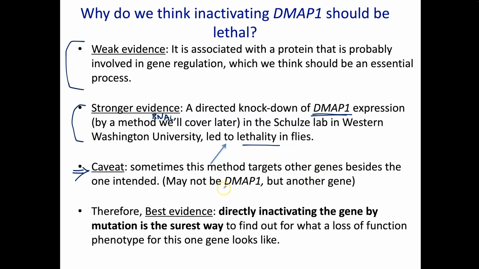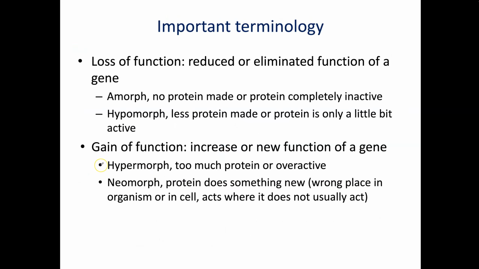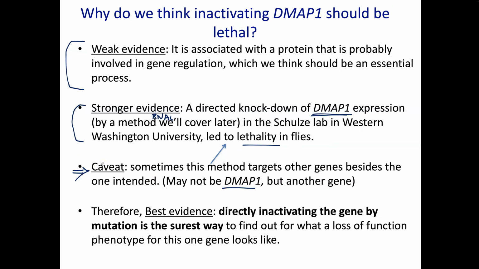So it could either be totally another gene and not DMAP1 at all, or maybe it could be the combination of reducing DMAP1 and another gene. Maybe by itself reducing the expression of that gene isn't going to cause lethality, but when you knock down 2 or 3 others at the same time, now that's too much of a problem for the organism and it can't survive, right? So this is the idea.